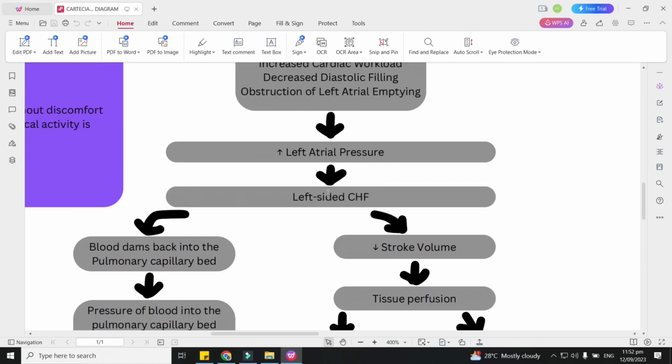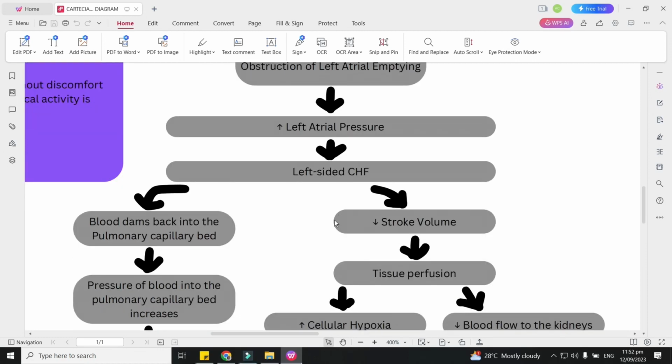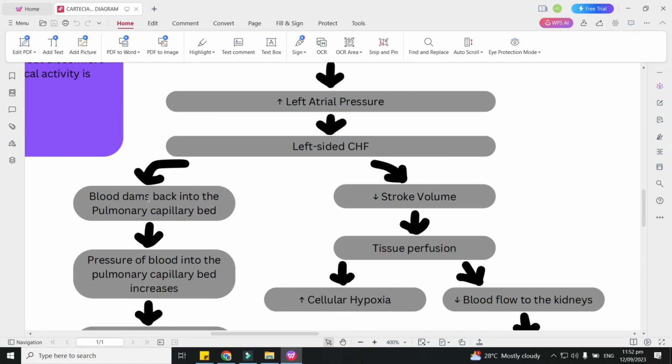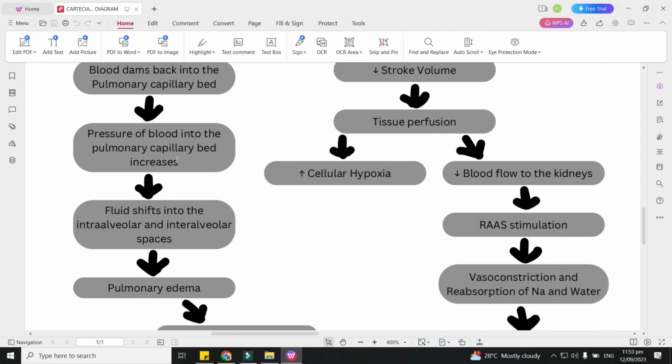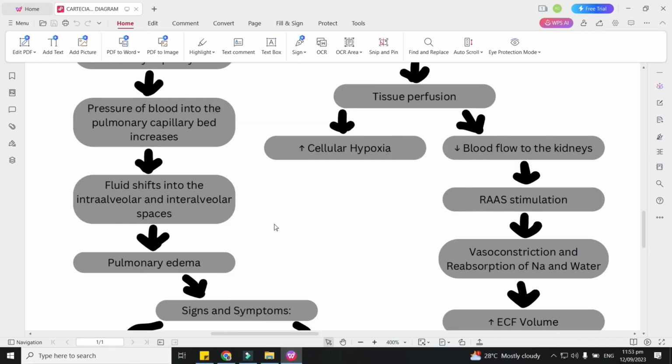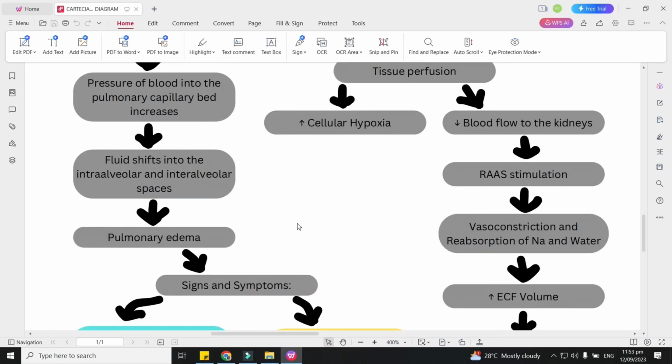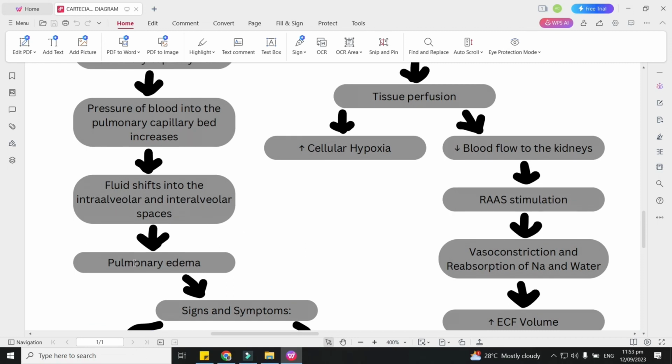We're talking about the left-sided CHF. So where does it overflow? When the blood overflows, it comes back to the pulmonary capillary bed. As we can remember, it's in the lungs. So the pressure of blood in the pulmonary capillary bed increases because the blood backs up to the lungs. So fluid shifts into the intra-alveolar and inter-alveolar spaces, causing what? Pulmonary edema. As we can remember, our patient has ascites, and there is also noted pulmonary edema.